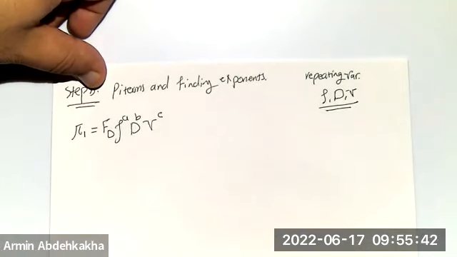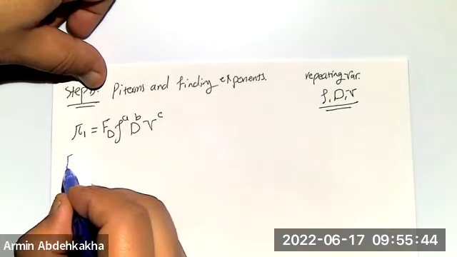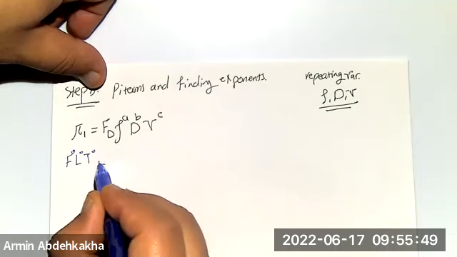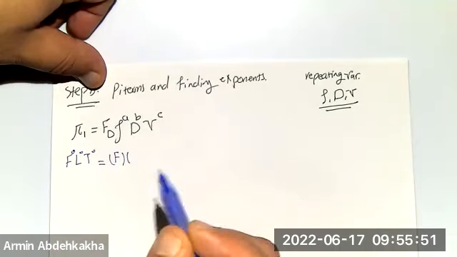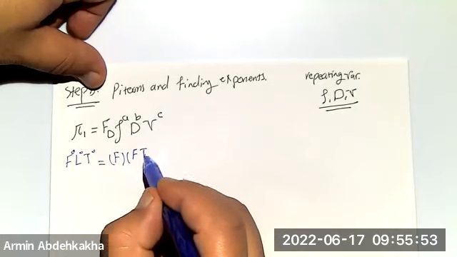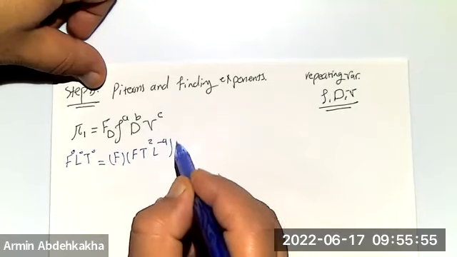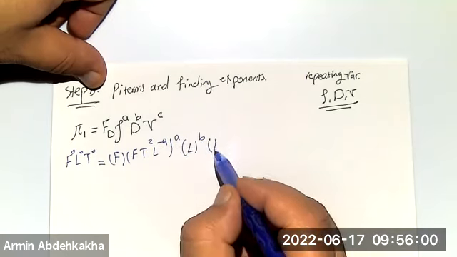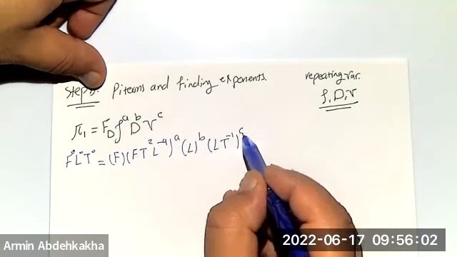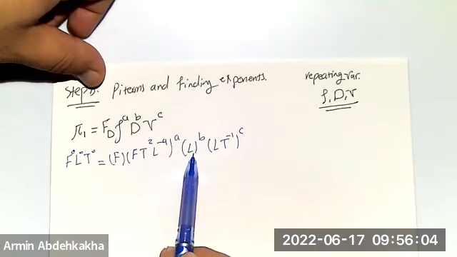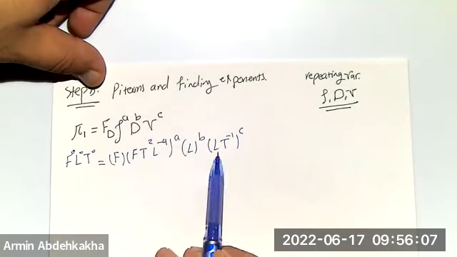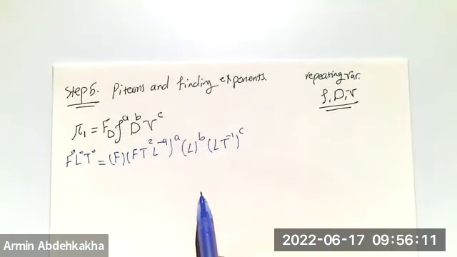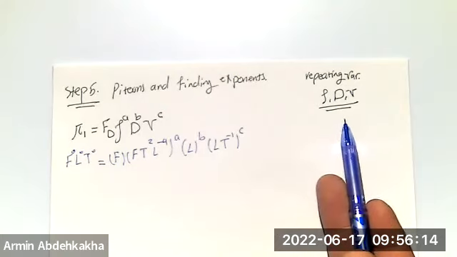Now these are just solutions. F, L, T all to the power of 0, then F times F T squared L minus 4 to the power of a, L to the power of b, and L T minus 1 to the power of c. So this set has L, has T, and has F. It covers all the reference units and also most of the important ones, right?